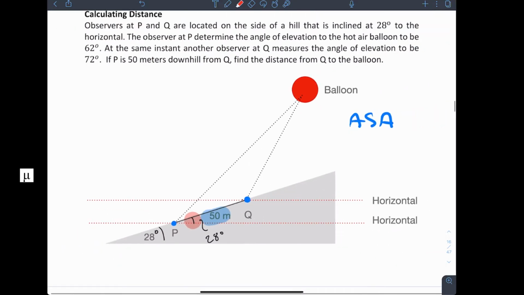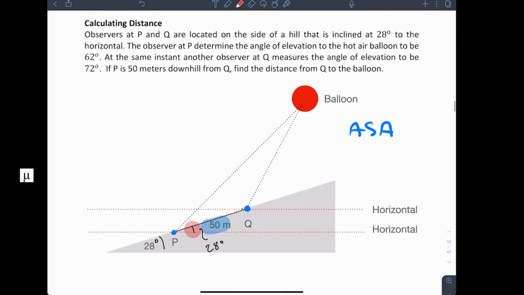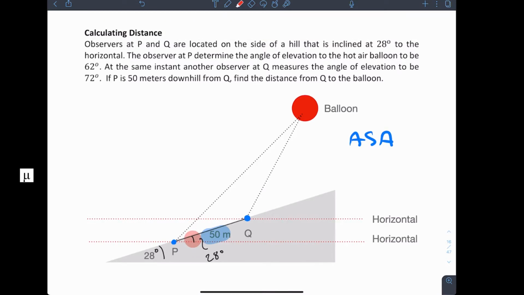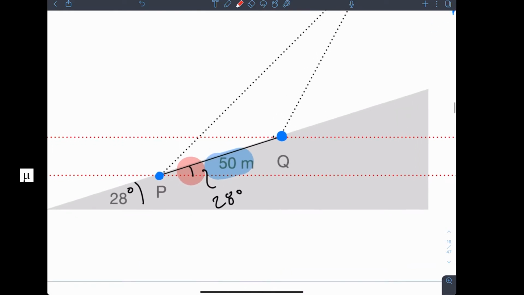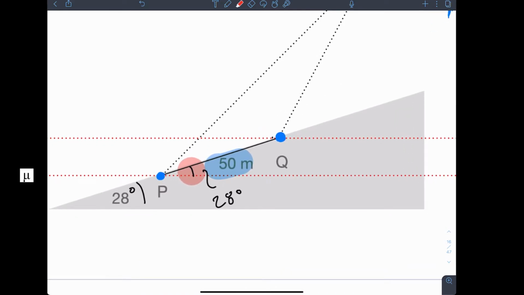Okay. And let's see what else they have. What else are they going to say here? The observer P, so you got an eyeball at P, determines the angle of elevation to the hot air balloon to be 62 degrees. So you go, wait a minute.